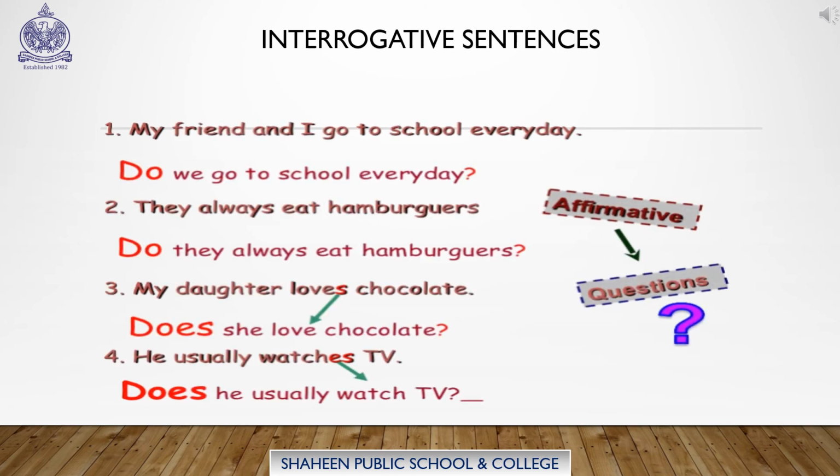When we make interrogative sentences of indefinite tense, again we have to use do and does. With singular subject, you will use does, and with plural subject, you will use do. For example, my friend and I go to school every day. So here, this is a plural subject. So, do we go to school every day? Similarly, my daughter loves chocolate. Here, my daughter is a singular subject. So, does she love chocolate?